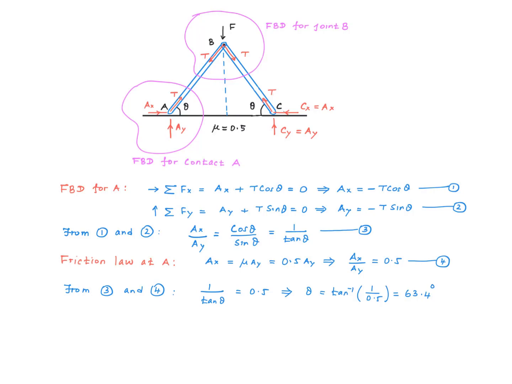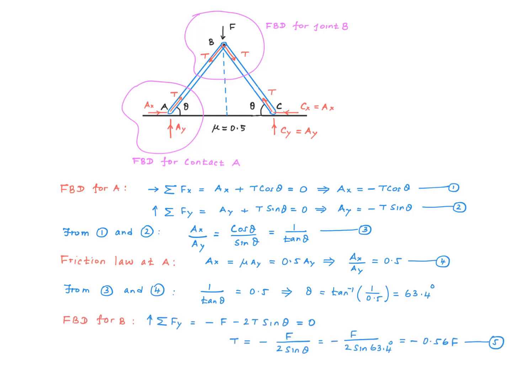However, the magnitude of the tension T on these rods is going to depend on the magnitude of F, and we can find a relationship between F and T by considering the equilibrium of the free body diagram for joint B. So let's go ahead and do that as well. So here it is, the force equilibrium equation written for joint B. That leads to this relationship between T and F. T equals minus 0.56 F. Since we have a minus sign here, it's obvious that the force on these rods is a compression.